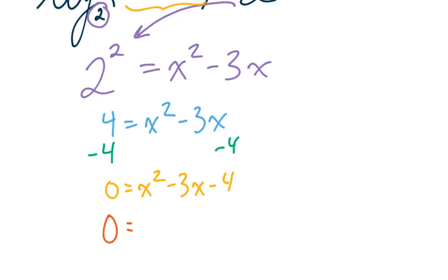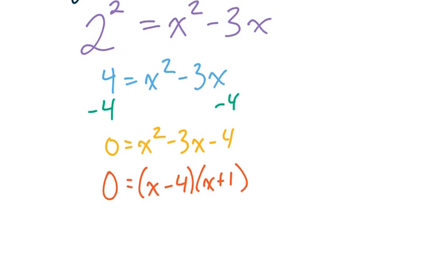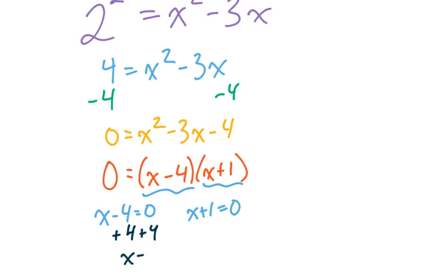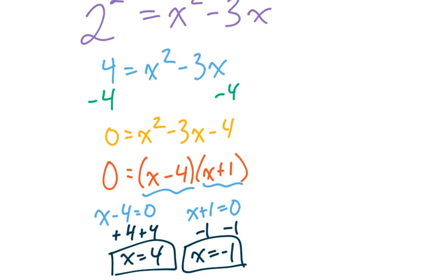So what can multiply to be negative 4 and add to be negative 3? That is going to be a minus 4 and a plus 1. From there, I use the zero product property, set each piece equal to 0. And then I will get x equals 4 and x equals negative 1. So we got 2 answers here.